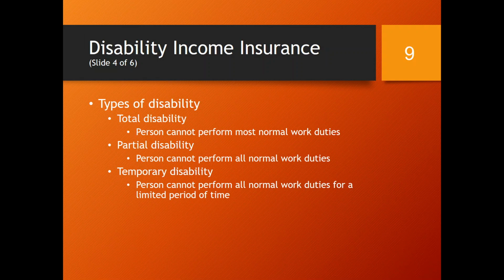The types of disability: we have total disability, where the person cannot perform most normal work duties. Partial disability, where the person cannot perform all normal work duties. And temporary disability, where the person cannot perform all normal work duties for a limited period of time. These definitions vary greatly by specific policy. Usually in total disability, the person can no longer perform the major duties of his or her specific occupation. Another name for partial disability is residual disability.